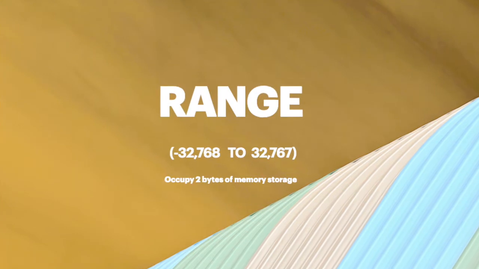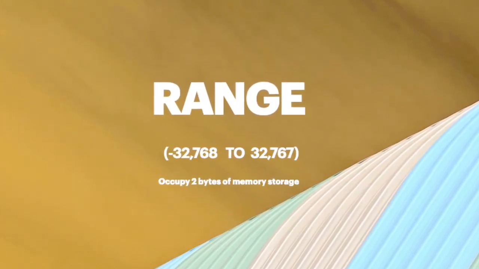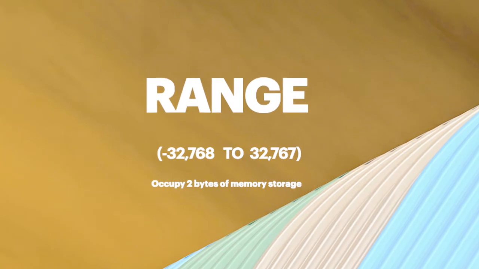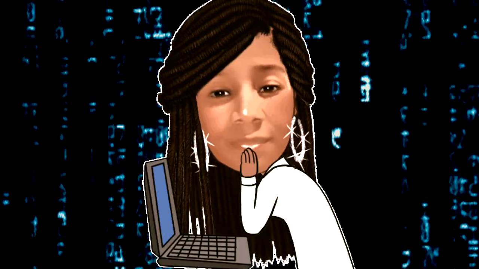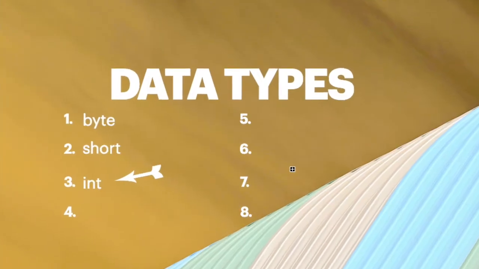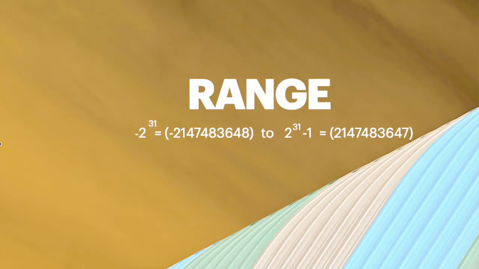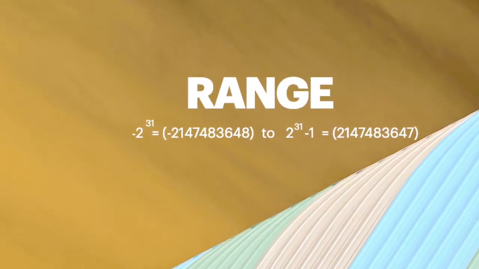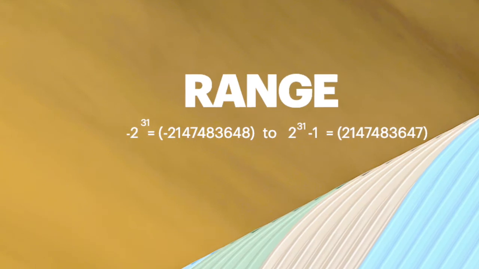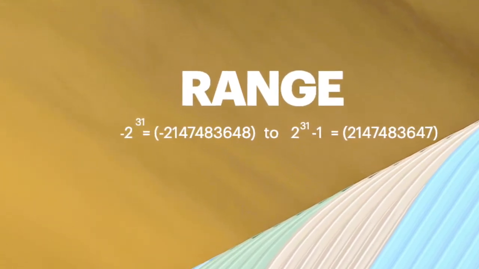It has a range of -32,768 to 32,767. Now, if memory storage space is an issue, we can always move up a size. Moving up a size, the next data type would be an int. An int holds 4 bytes of memory storage, and it has a range of -2 to the 31st power, all the way to 2 to the 31st power minus 1.